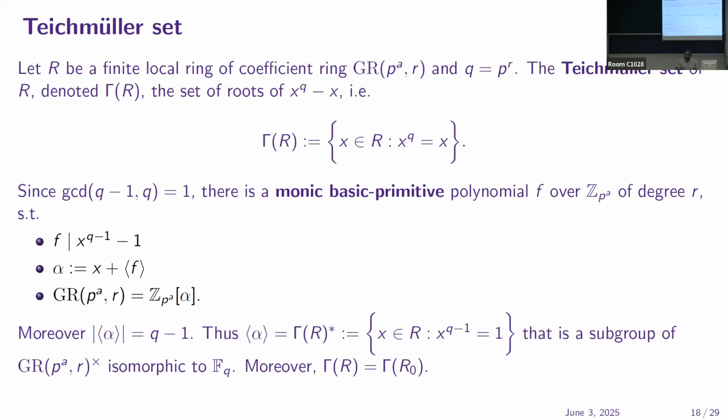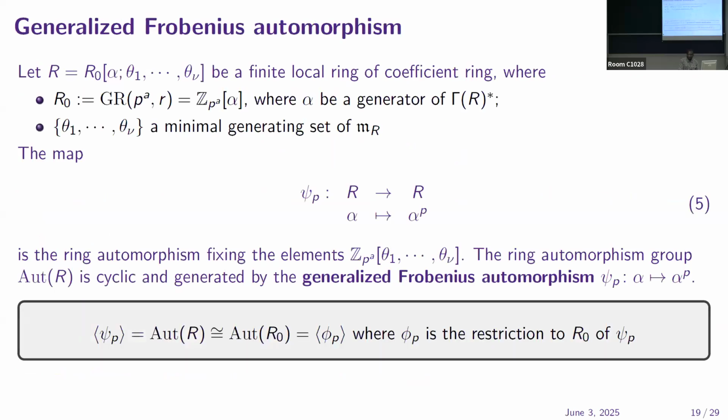Okay. To construct a Teichmuller set, we need a monic basic primitive polynomial. We repeat, to construct a Teichmuller set, we need a monic basic primitive polynomial. Okay.